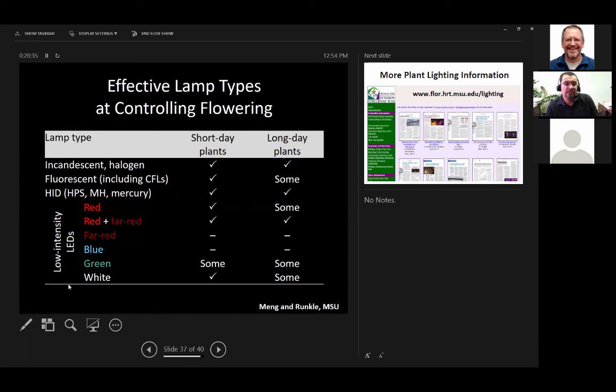And then when we look at low intensity LEDs, we can see that red light alone is effective for short day plants, but not necessarily effective for all long day plants. I'm not going to read through the rest of the list, but I've given you those examples and you have them in your handouts.